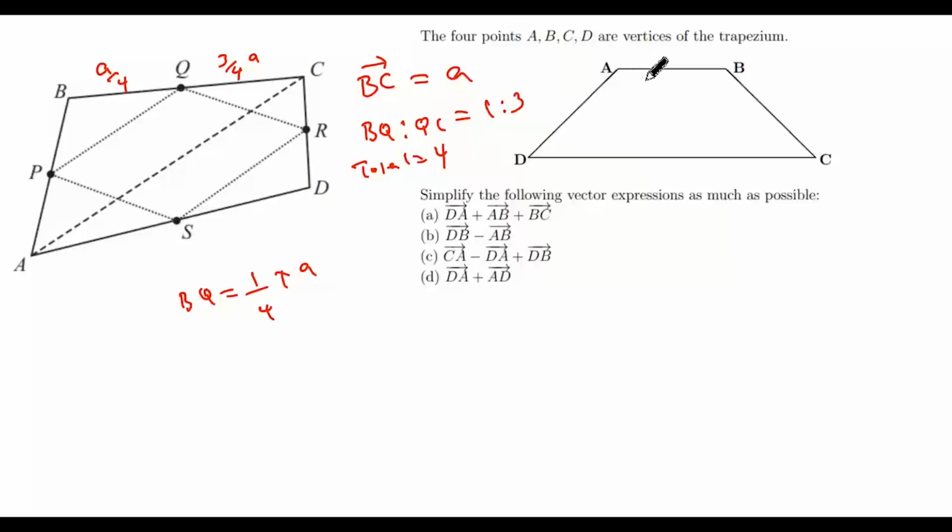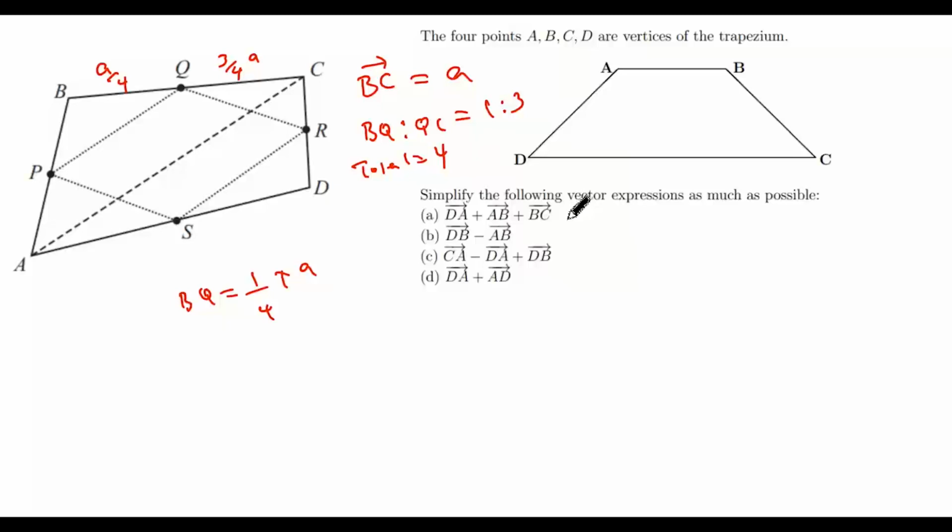So look at the second diagram here. You are asked to simplify the following vector expressions as much as possible. For this one, you are starting from D, that is the initial point, to A, then from A to B, then from B to C.